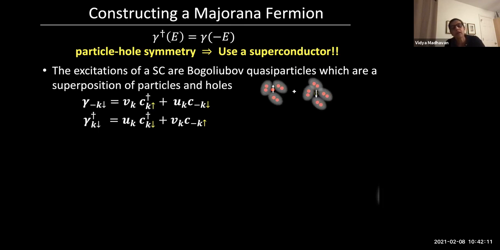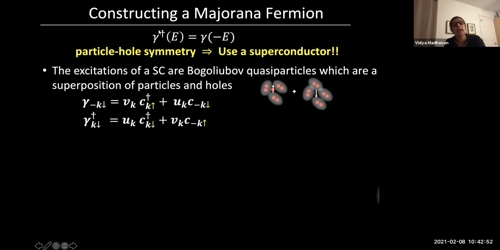If you have a normal spin singlet superconductor, then we know that the excitations of such a superconductor are Bogoliubov quasiparticles, which are actually superpositions of particles and holes. So here are the creation and annihilation operators for the Bogoliubov quasiparticles. And you can see that each of these operators is a superposition of an electron and a hole. And the v_k and the u_k just give you the relative weight of the particle and the hole in this Bogoliubov quasiparticle excitation.